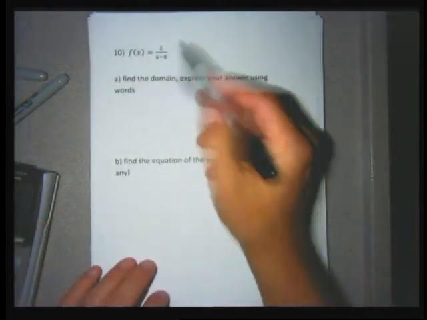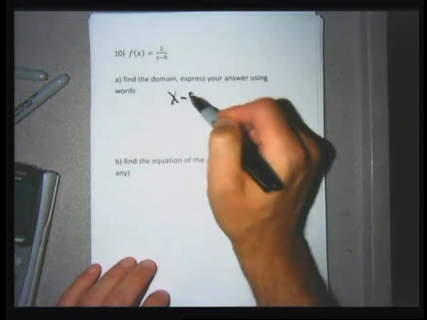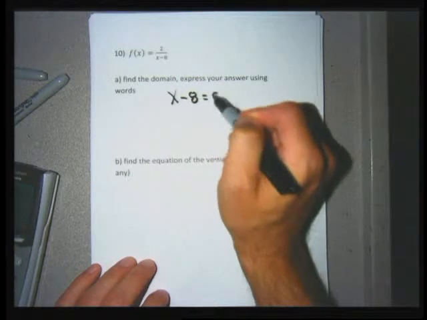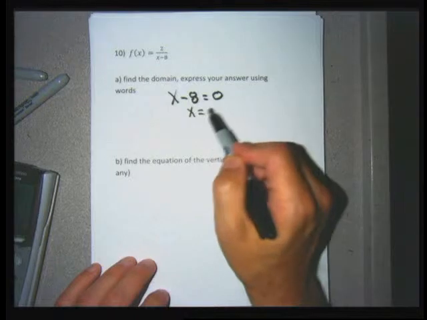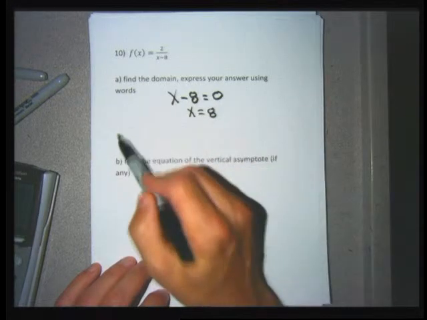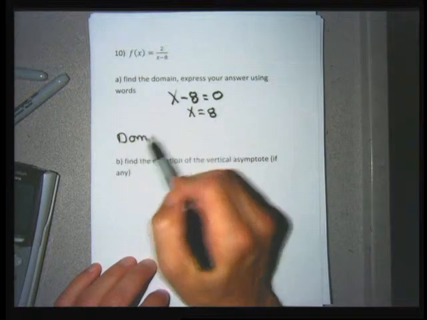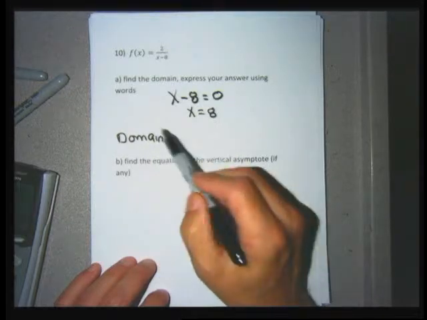Okay, so for 10, same deal. I'm not even going to graph this. It's a nice, easy problem. Find the domain. You take the denominator, you set it equal to 0. There's no square here, so I don't have to factor. Just add 8 to both sides. 8 is the number to exclude from the domain.